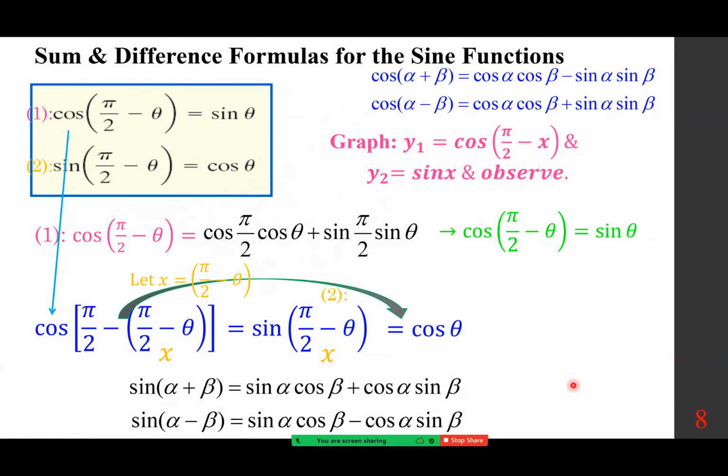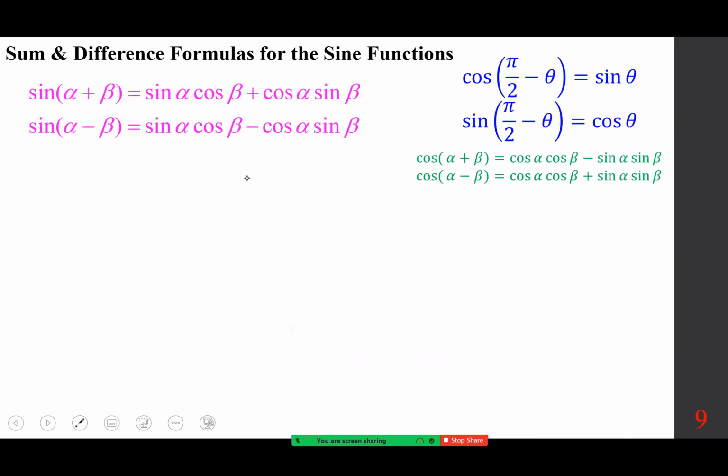What about the sine? We're going to continue on that thought and prove those. So first we establish these two using the sum and difference formulas for cosine. We prove them. Now we want to prove the sine. And first, we're going to write all of those that we have. Cosine of alpha plus beta, cosine of alpha minus beta, cosine of pi over 2 minus theta is sine, sine of pi over 2 minus theta equals cosine. So we are going to use one of those to establish this.